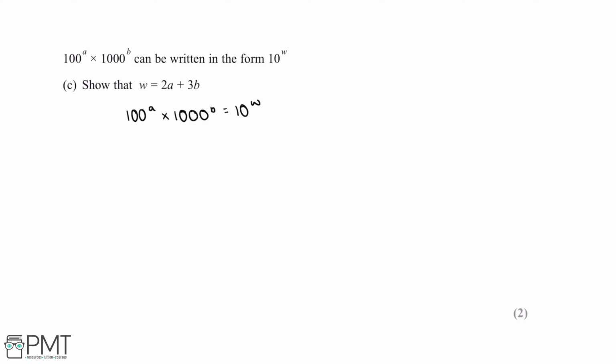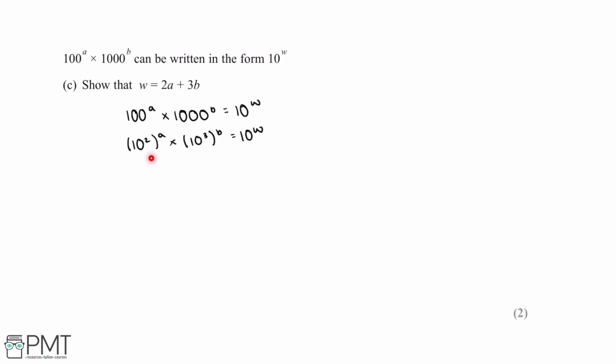And the way to do this is to write 100 and 1000 as 10 to the power of something. So if we start off with 100, so 100 is equal to 10 squared, so we can rewrite 100 to the power of a as 10 squared all to the power of a. Next 1000 to the power of b. So 1000 can be rewritten as 10 cubed, and this will all be to the power of b.